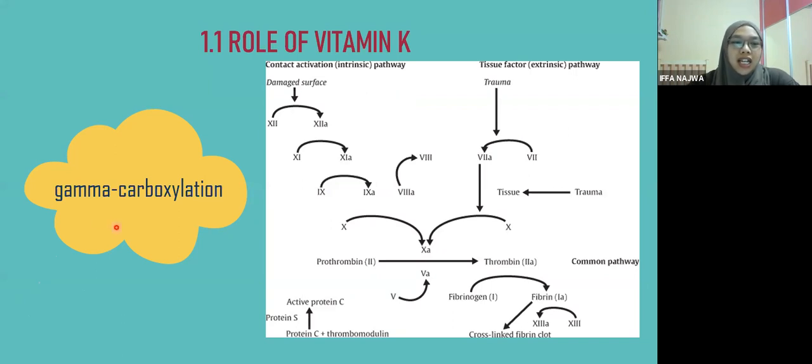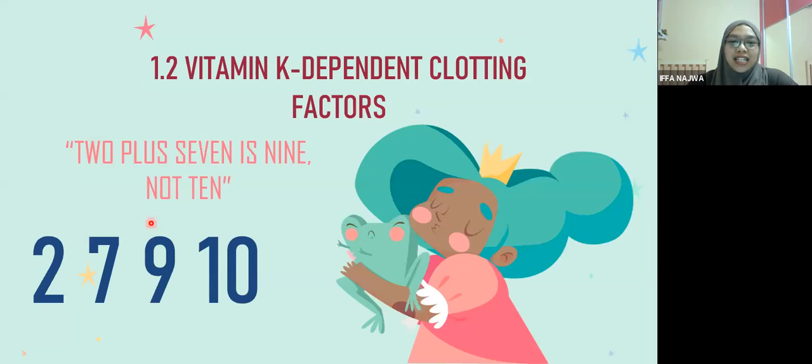Okay, vitamin K is actually a cofactor for gamma carboxylation of coagulant factors 2, 7, 9, and 10. Vitamin K acts by converting these inactive clotting factors into an active state to be used for the production of fibrin clot in our clotting mechanism during injury. So how do we remember the factors that are dependent on vitamin K? This is how I remember the mnemonic: 2 plus 7 is 9, not 10. So the vitamin K dependent clotting factors are factor 2, 7, 9, and 10.